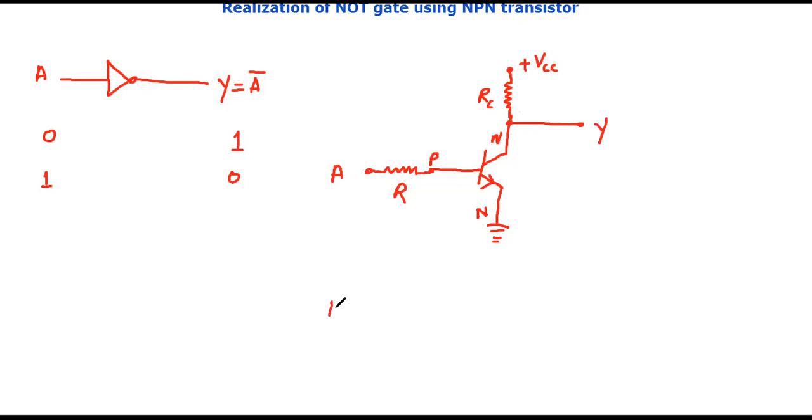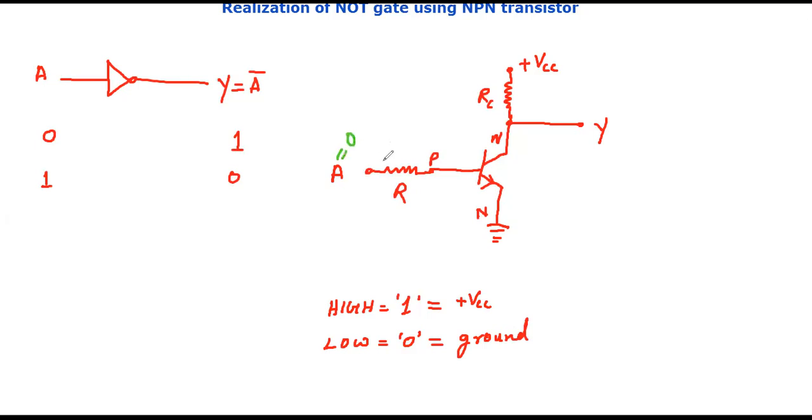Now, let us define what is high, that is logical 1 state, and what is low, that is logical 0 state. In this circuit, the maximum voltage we have applied is plus VCC, and minimum voltage is ground, that is 0 volt. So let us define 1, that is high, as plus VCC, and ground as low, that is 0 logical state. Now let us give the input to the circuit. Let us first give A equal to 0.